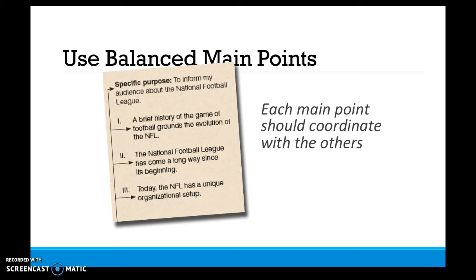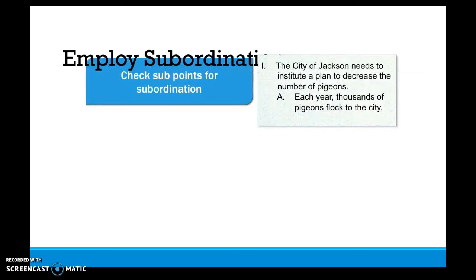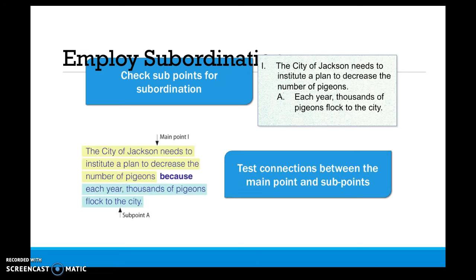And then each main point coordinates with each other. A brief history. It has come a long way from the beginning to today. We'll talk about patterns in the next presentation, but just so you know, they are using chronological order here. And then you want to imply subordination. So an easy statement that comes under a point must not be equal to or greater importance than the point directly above it, just like this example here. An easy test is to read the main point and then mentally insert because, since, for, and then read the subpoint. If doing so makes a logical connection, then the subpoint is subordinate.